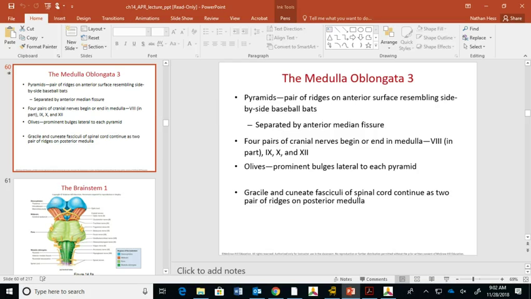You've got 4 of the cranial nerves that exit at the medulla oblongata. Remember, cranial nerves don't go into the spinal cord. These are nerves that bring motor and sensory to your face mostly, face and upper chest, without going through the spinal cord. So 4 of them come off on the medulla oblongata: number 8, number 9, number 10, number 12.